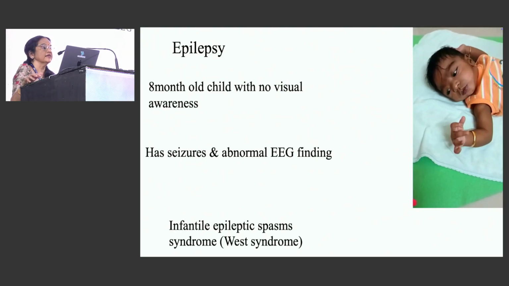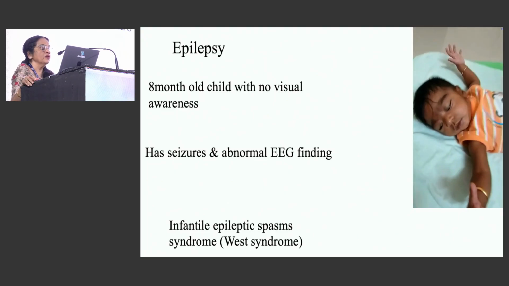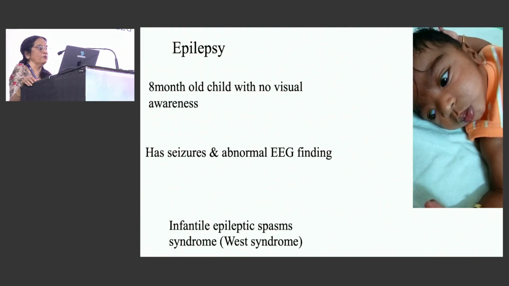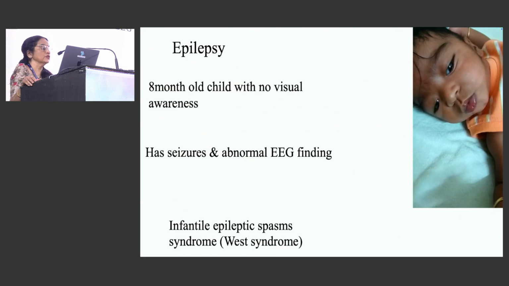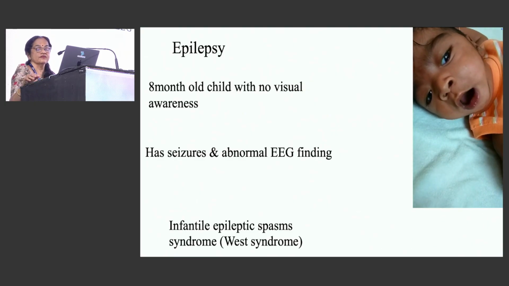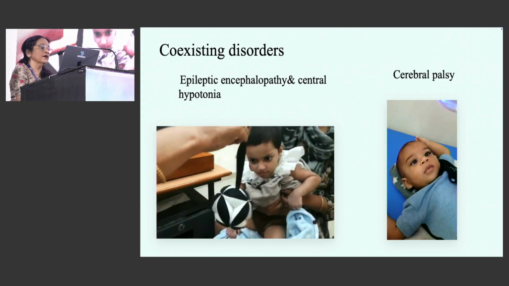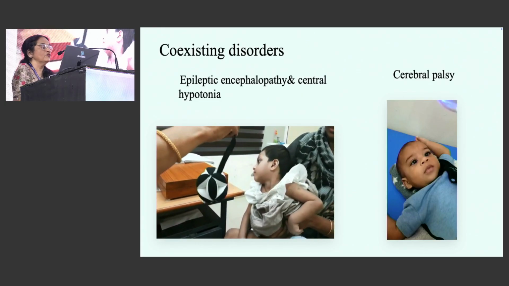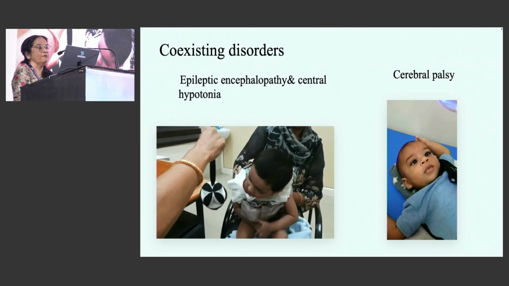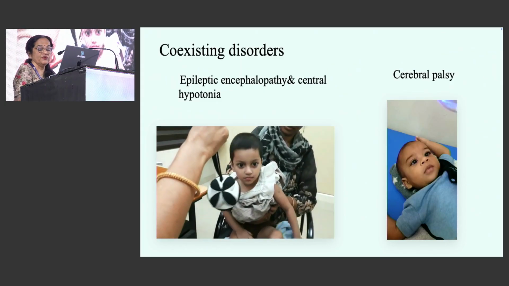This is also the case of an 8-month-old child who was brought with no visual awareness. Then it was detected that he had seizures and abnormal EEG findings, which is characteristic of West syndrome, and he is not responding. Coexisting disorders may prove to be a challenge, like this child with hypotonia and epileptic encephalopathy. It is so difficult to plan an intervention strategy.